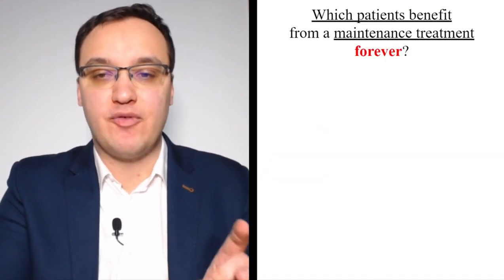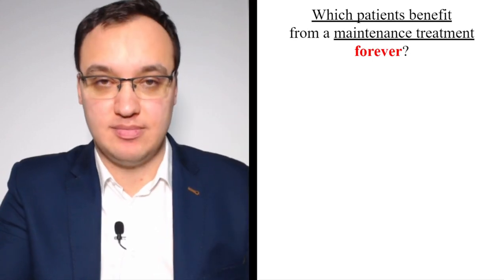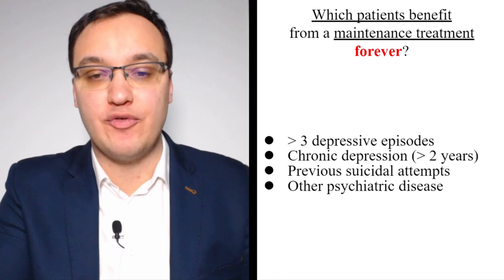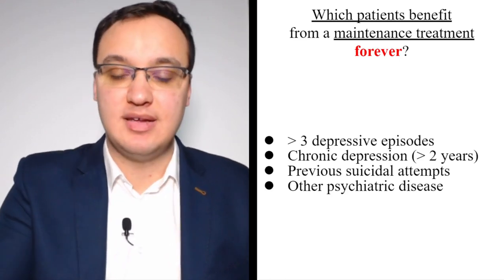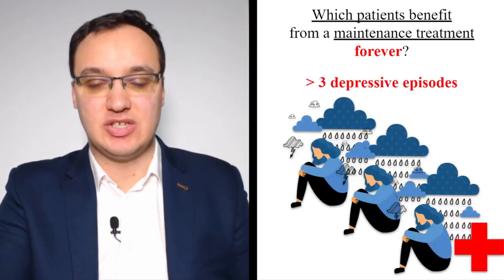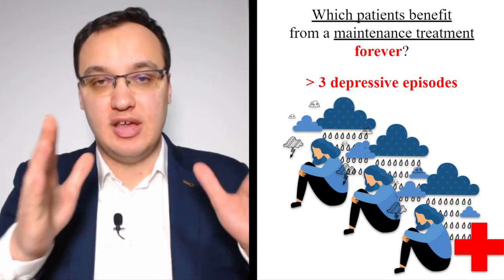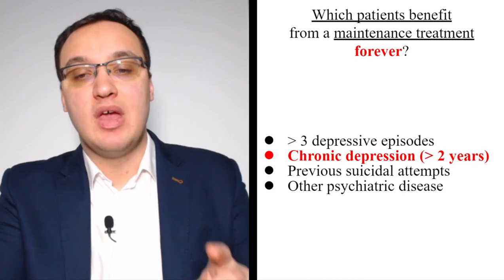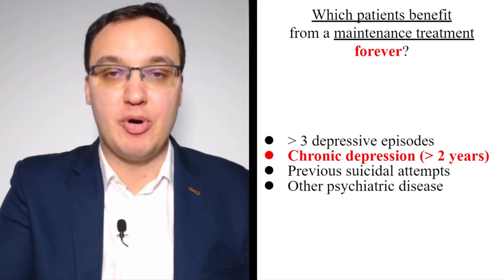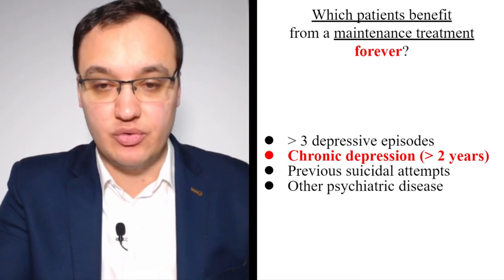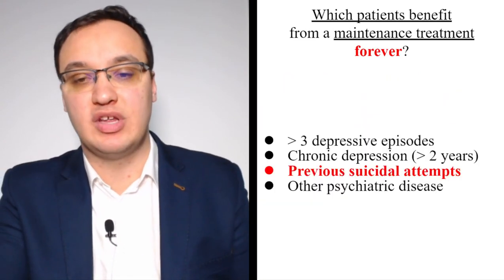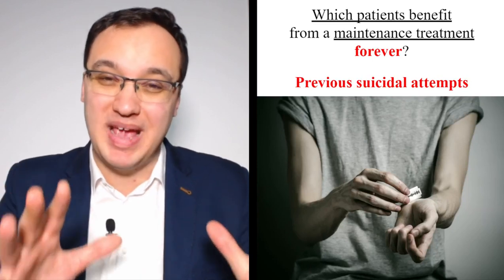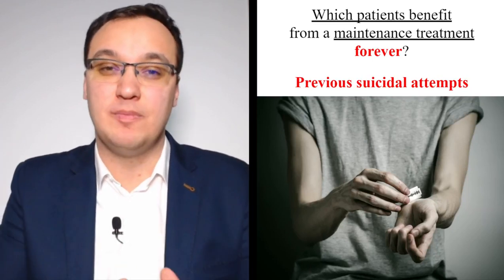Which patients benefit from a maintenance treatment forever? This is the rare case where we have patients who need treatment forever. Actually, patients who had 3 depressive episodes: 1, 2, 3. He had episodes of depression 3 times in his life already. Or the patient had chronic depression for more than 2 years already. So more than 2 years of chronic depression. Or previous suicidal attempts, because these are patient groups that we really need to take care of.